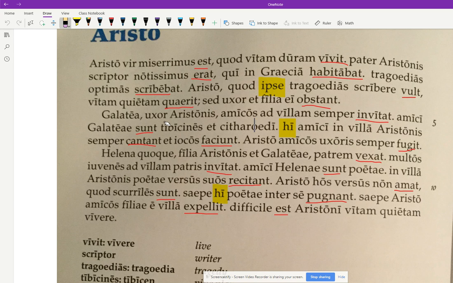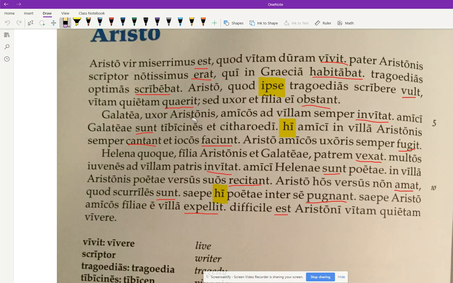Okay, Galatea, uxor Aristonis, so the wife of Aristo. Right? Aristonis genitive again, paired up with uxor, wife. Uxor doesn't sound like a very complimentary word to mean wife, but it's a different language. So the wife of Aristo. Another word would be mulier, which doesn't sound any better.